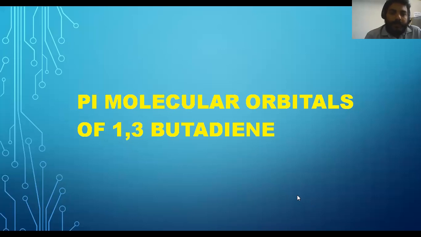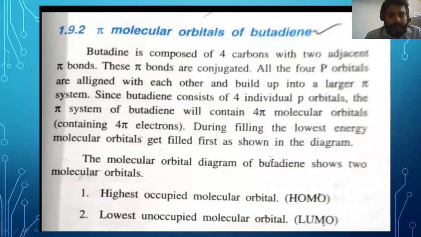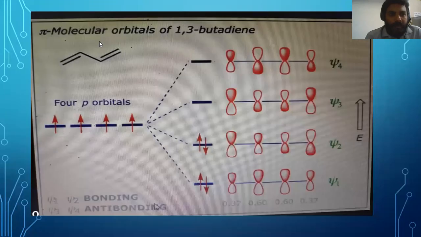Today's topic is the 5 molecular orbitals of 1,3-butadiene. Conjugated double bonds in 1,3-butadiene. Conjugated double bonds, right? What is 1,3-butadiene? This is the formula of 1,3-butadiene.